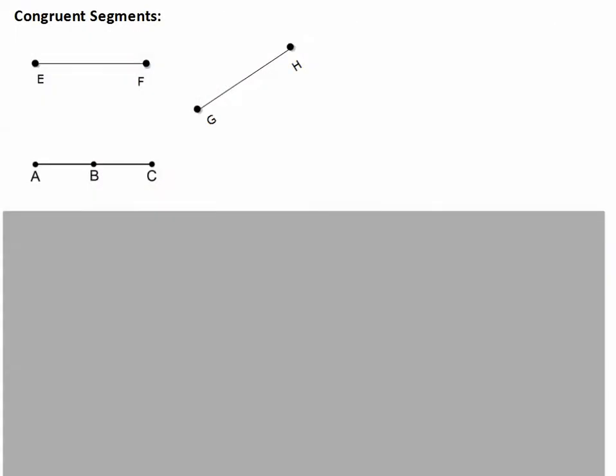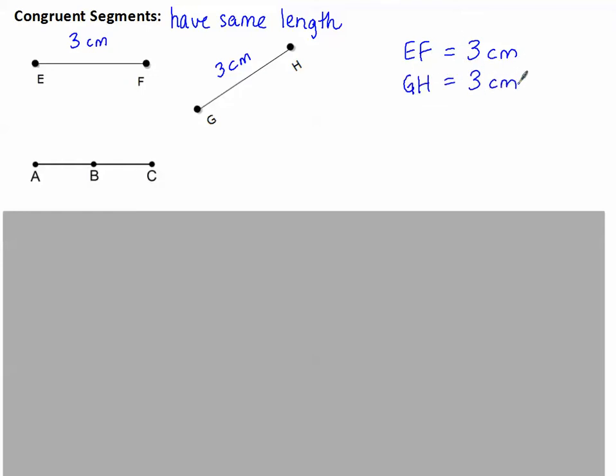First, let's talk about congruent segments. These are segments that have the same length. If we measured these segments, segment EF and GH, on your paper, they would maybe measure 3 centimeters. And we might measure this and see it's also 3 centimeters. We can write that like this: EF equals 3 centimeters, meaning the segment that joins points E to F is equal to 3 centimeters long. GH also equals 3 centimeters. Since they have the same length, we can show that those lengths are equal.